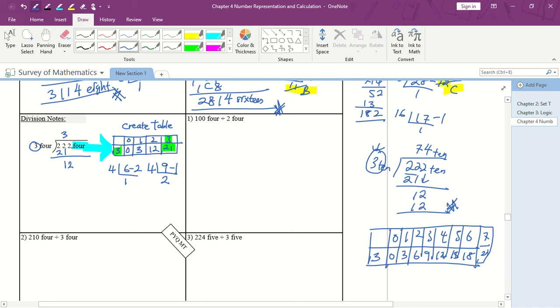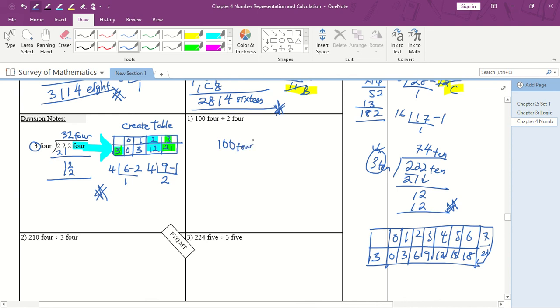And 12 in base 4, what times what will become 12? Look at here again. 3 times 2 is equal to 12 in base 4. So now we can do this. 2 times 3 will become 12. This story ends here. So the answer here will be 32 base 4 for this question. Okay, it's kind of easy actually. You just need to create a table first.